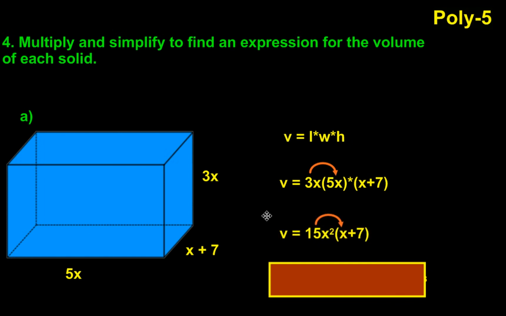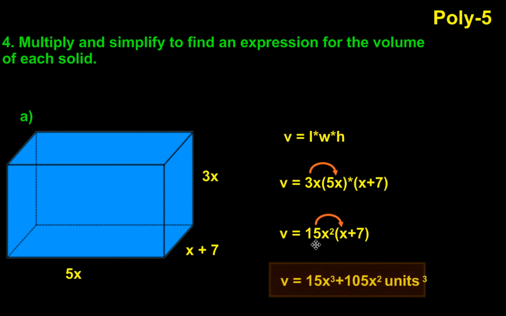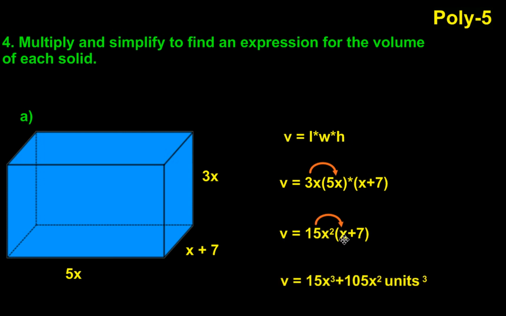So 3 times 5, the coefficients, is 15. X times x gives me x to the second power. And now I'm going to take that and apply it to x plus 7. And that's going to get me 15x to the third power, because this is an x to the 1, plus 15 times 7 is 105, and my x squared units just attach, and it's units cubed.